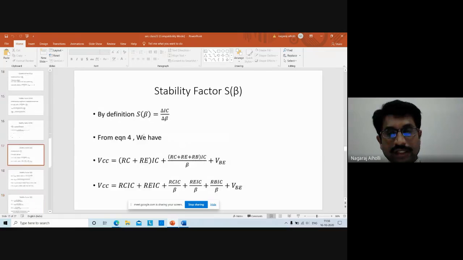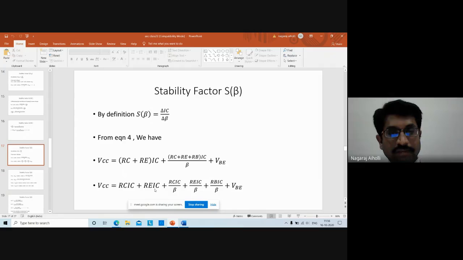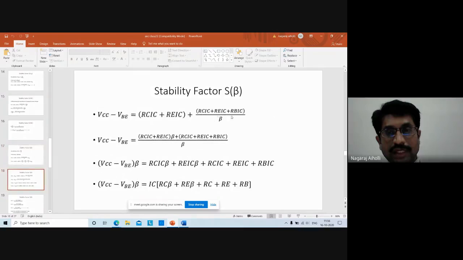Now VBE, let us take it to the LHS, it will be minus VBE. Therefore, VCC minus VBE is equal to RC IC plus RE into IC. This is collector resistance into collector current plus emitter resistance into collector current, where IC is the collector current. Plus, beta is common in all these three terms, so take beta as a common factor. So we get (RC IC plus RE into IC plus RB into IC) divided by beta.